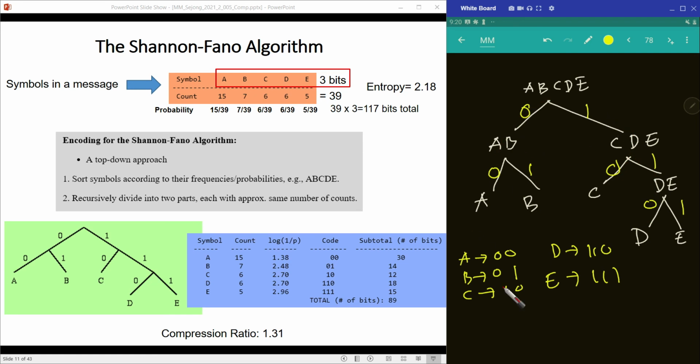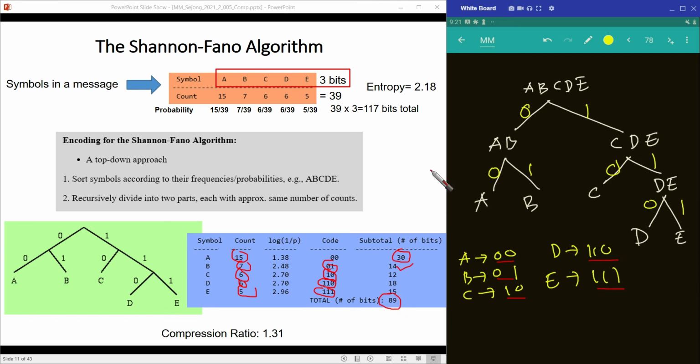That means for A we assign 2 bits, for B 2 bits, for C 2 bits, for D 3 bits, and for E 3 bits. If we assign 2 bits for each A, and we have 15 A's, how many bits do we need to represent all the A's in our information? That is 30 bits. Similarly for B we need 14 bits, because that is 7 multiplied by 2, then 6 multiplied by 2, then 6 multiplied by 3, and 5 multiplied by 3, and we need a total of 89 bits.